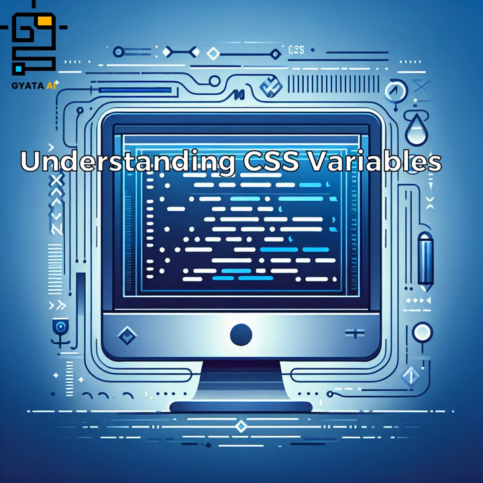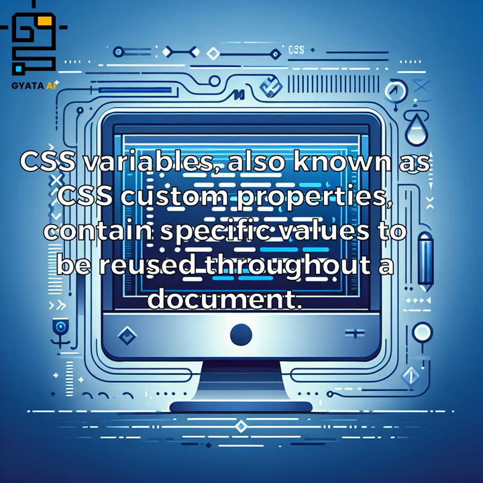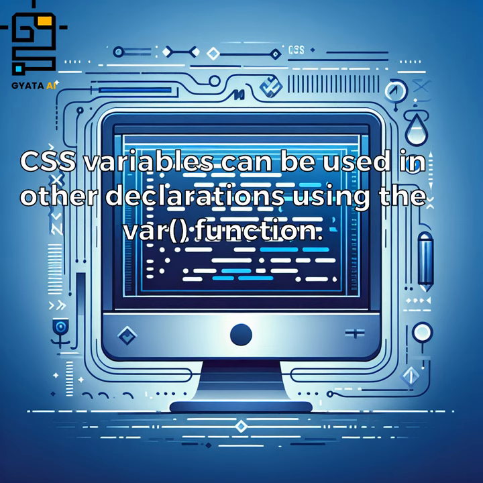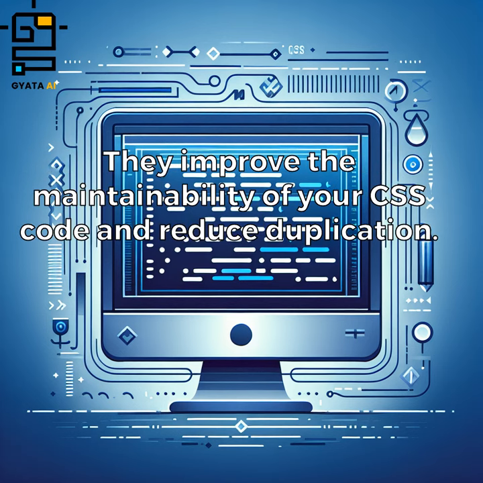Understanding CSS variables. CSS variables, also known as CSS custom properties, contain specific values to be reused throughout a document. They are set using custom property notation, e.g., --main-color: black. CSS variables can be used in other declarations using the var function. They improve the maintainability of your CSS code and reduce duplication.